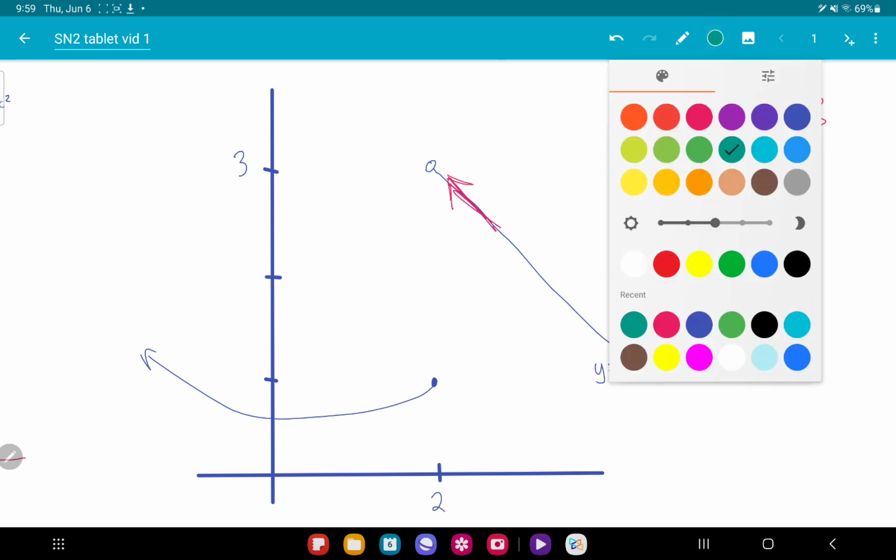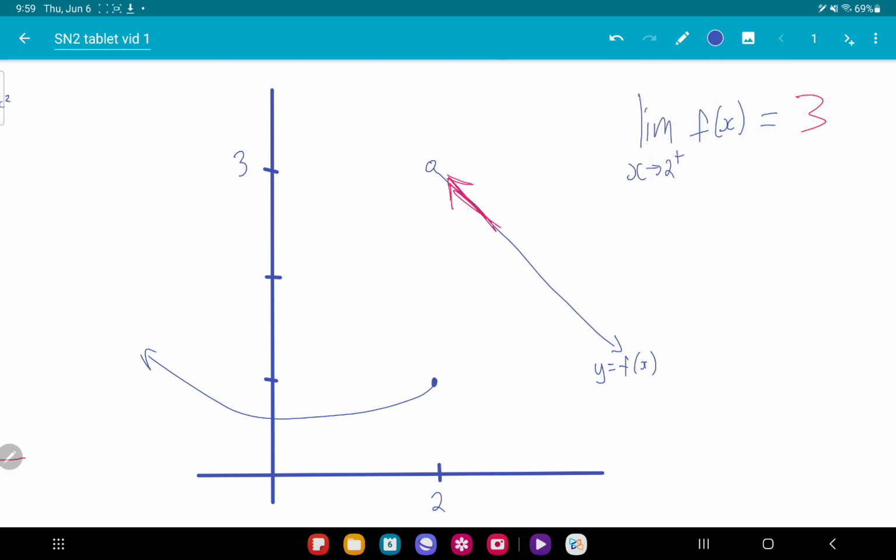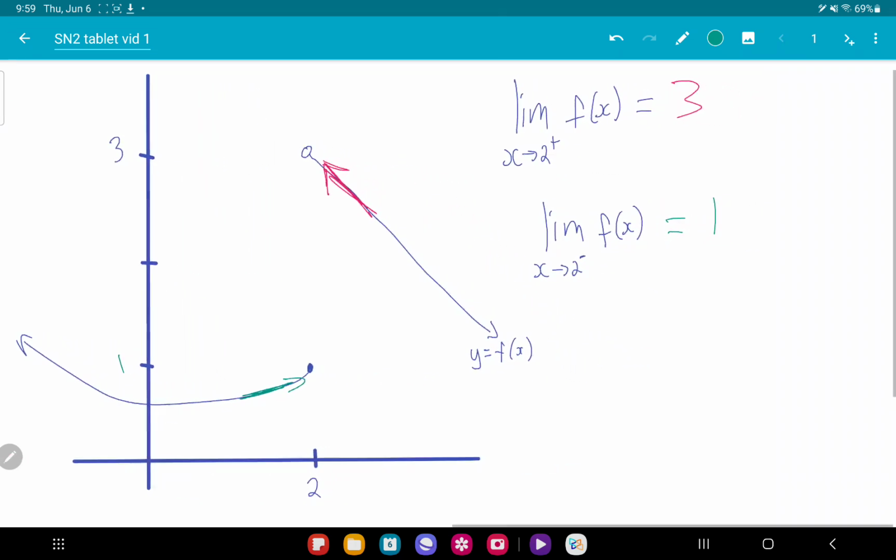Now if I want to look at the other limit, as x goes to 2 minus of f of x. Again, the minus indicates that we're approaching 2 through values that are smaller than 2. So we're approaching this way. So what's happening there? Well, I'm going to get 1 here. So these are not the same. So the one-sided limits are different. Now what do you think?